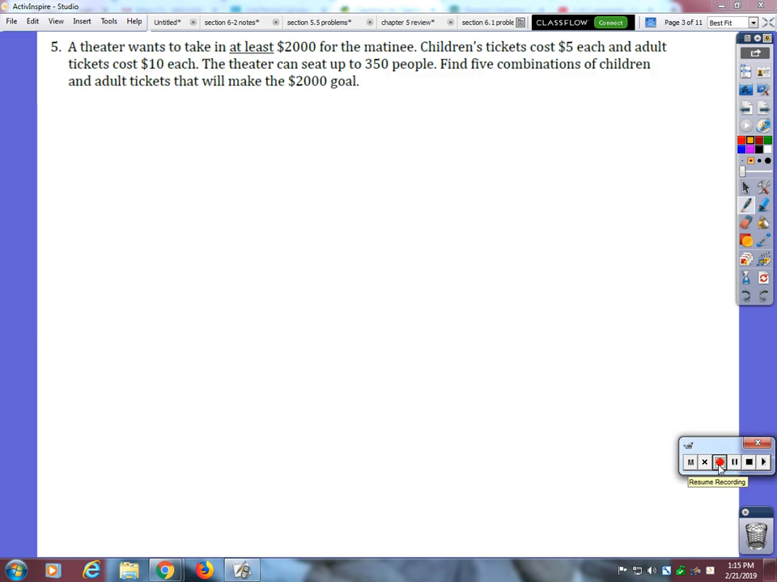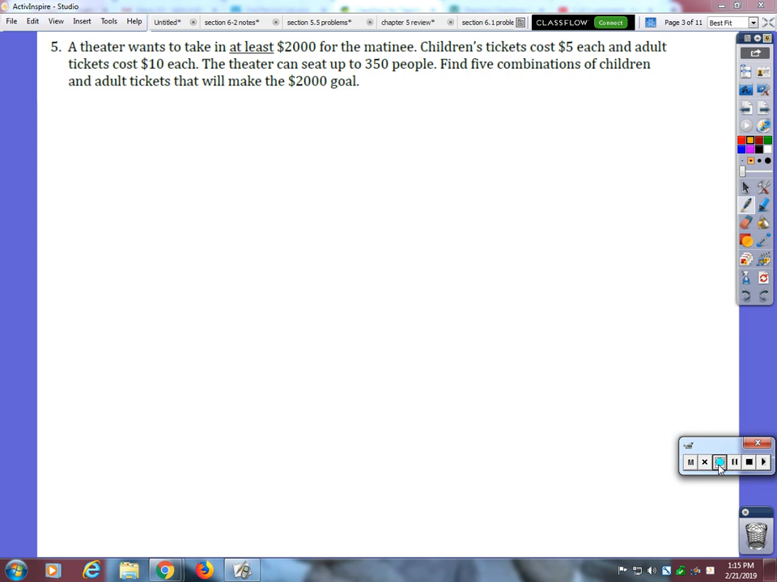Well, let's throw this together in some sort of a word problem situation. It says the theater wants to take in at least $2,000 for the matinee. Children's tickets cost $5 each and adult tickets cost $10 each. The theater can seat up to 350 people. Find 5 combinations of children and adult tickets that will help them reach their $2,000 goal.